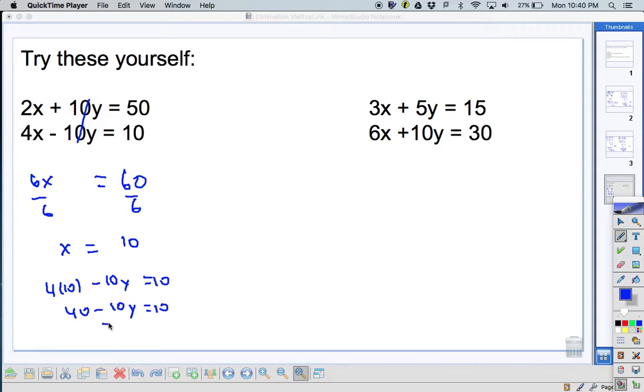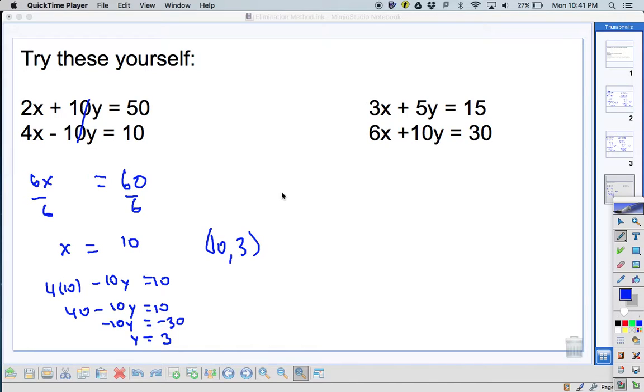Subtract 40 from both sides. I get negative 10y is equal to 10 minus 40, which is negative 30. Dividing both sides by negative 10, and negative over negative is positive, so this ends up being positive 3. So our answer is x is 10 and y is 3.